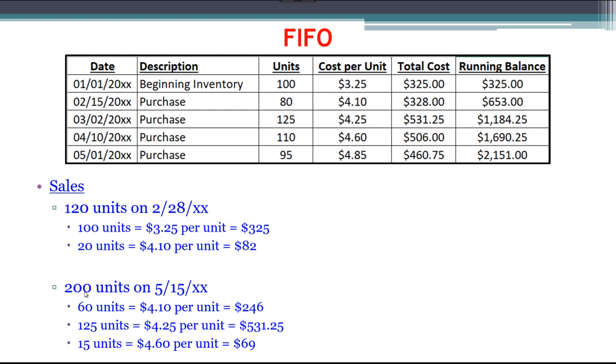Now when it comes to the 200 units at May 15th, for FIFO, we pick up where we left off. We have 60 more units left at $410. We'll move to the 125 units at $425, and then we'll grab our final 15 units that we need out of this 110 unit layer at $460.